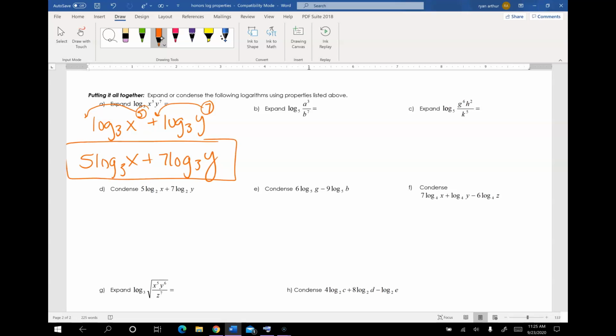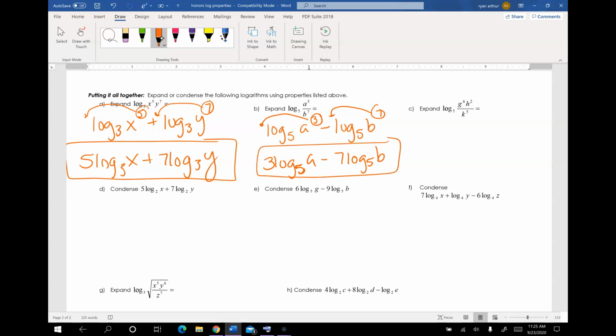Okay? All right, let's hit up another expand. Okay? So this one is expand these 2. They're being divided, so that means they're going to be subtracting. And there's 2 components, so there's going to be 2 logs that are subtracting. So it's going to be log base 5 of a cubed minus log base 5 of b to the 7th. I need to take those exponents, move them to the front. My final answer will be 3 log base 5 of a minus 7 log base 5 of b. And that'll be your answer.